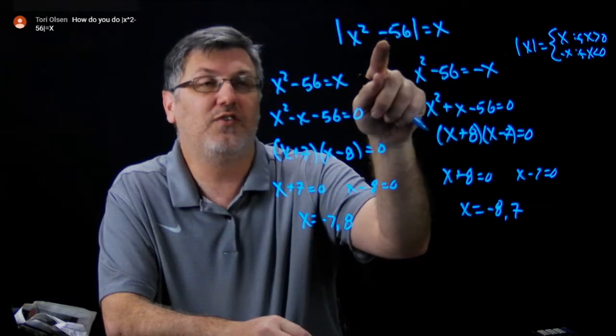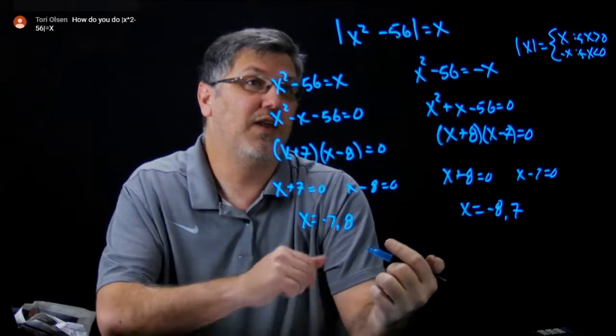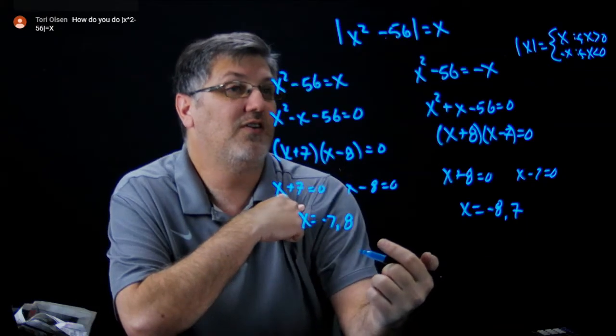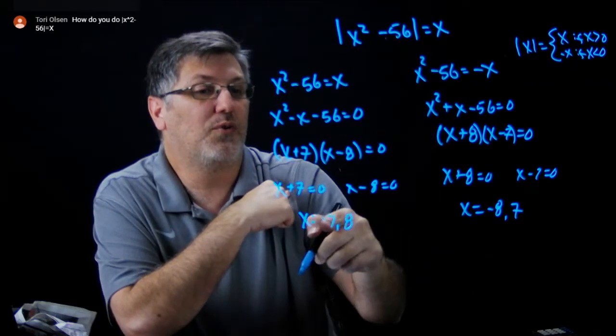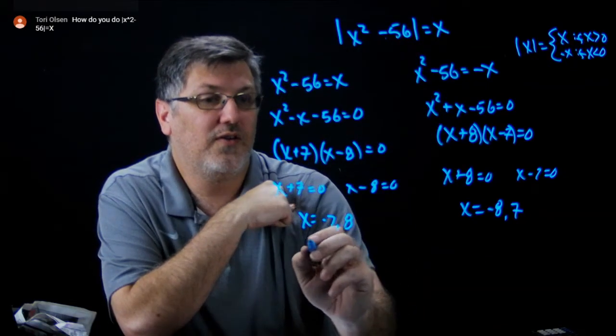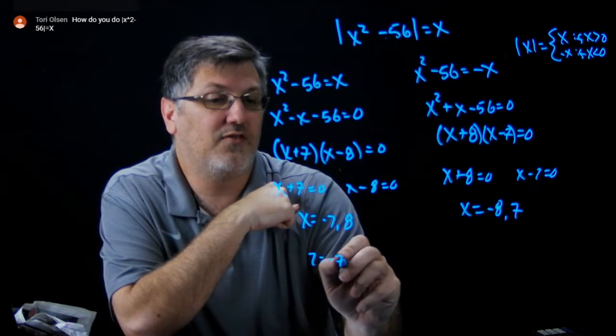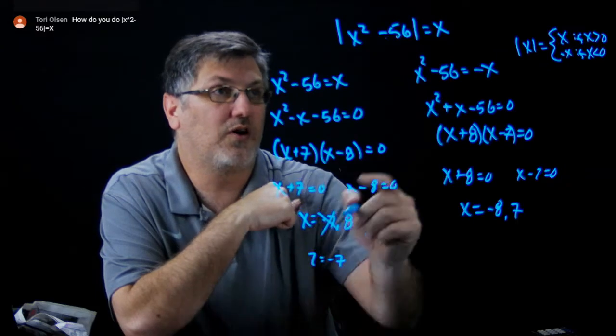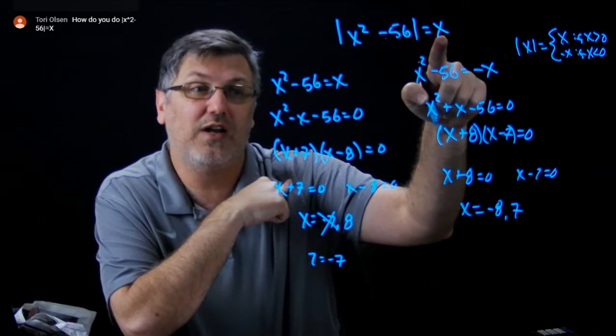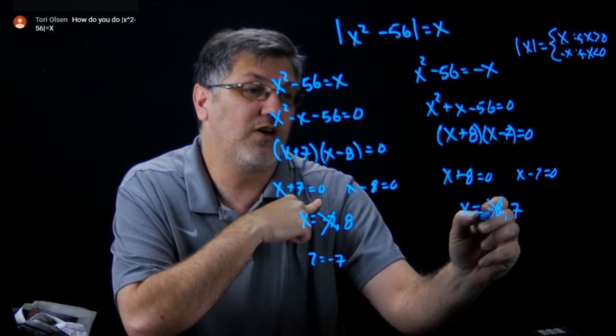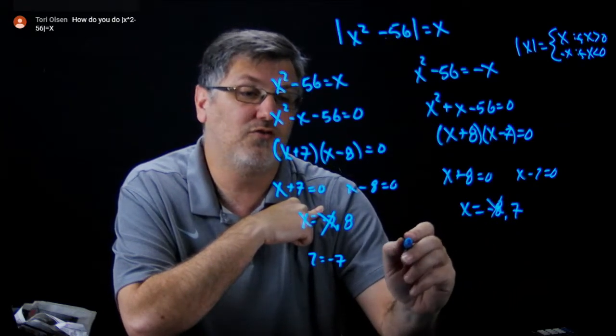49 minus 56 is negative 7. The absolute value of negative 7 is 7. So this first one doesn't work because if I put it in, I get 7 equals negative 7. So this doesn't work. On top of that, you can't have a negative right here. So this negative 8 also is not going to work. So those are extraneous solutions.